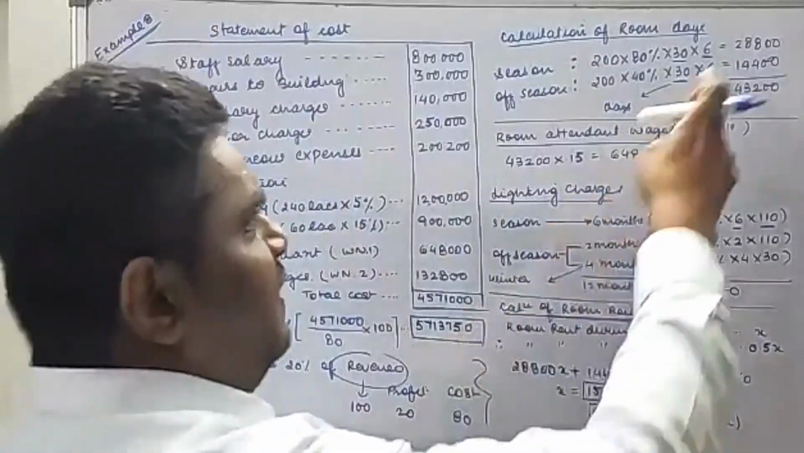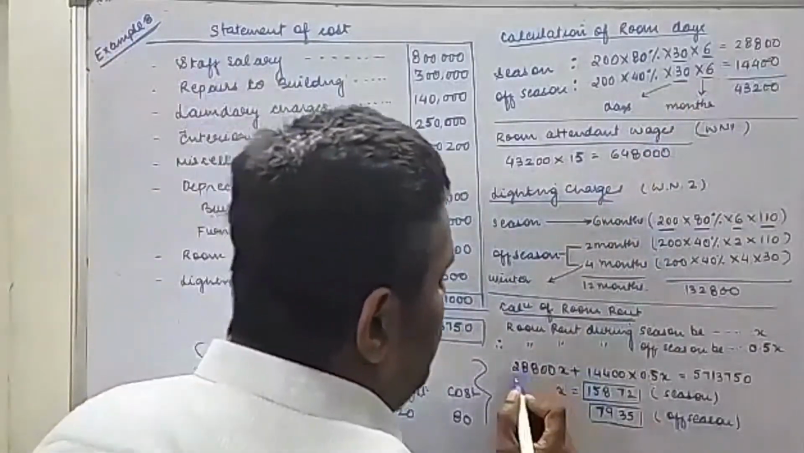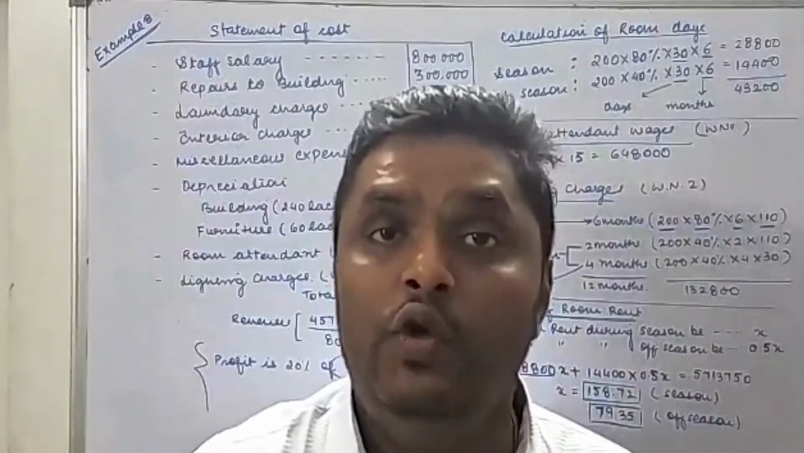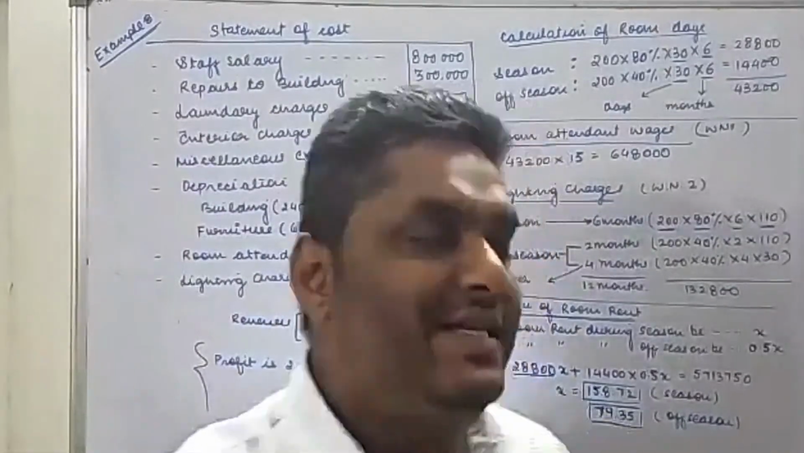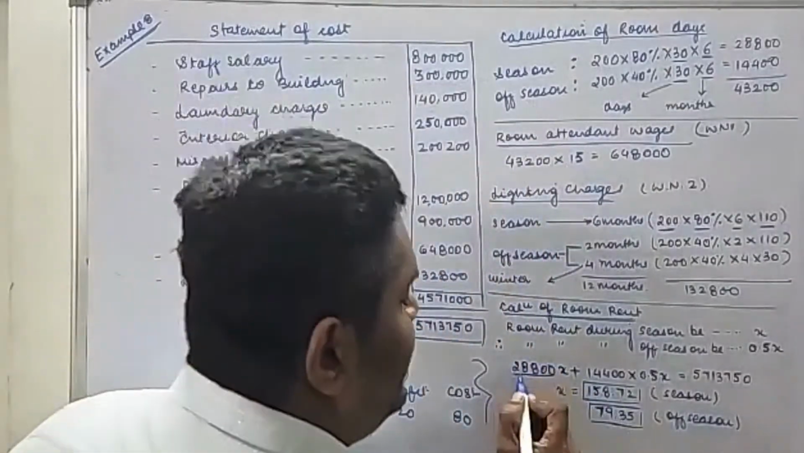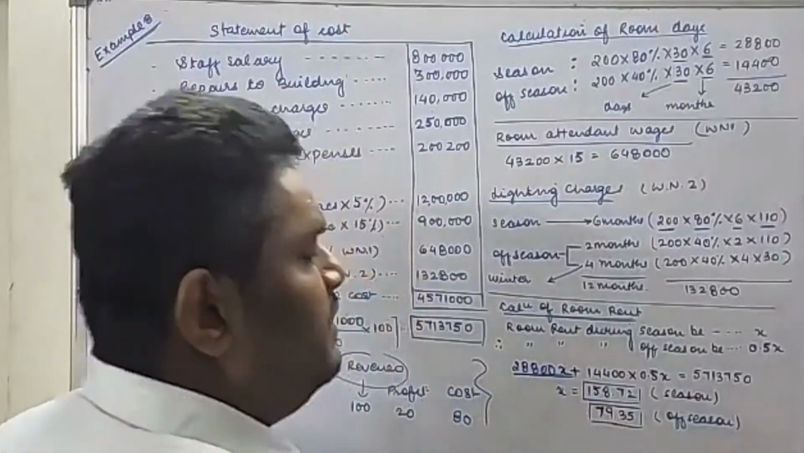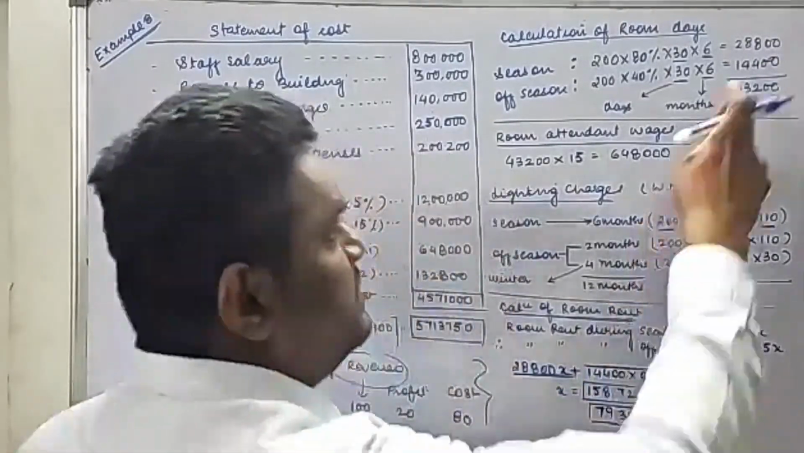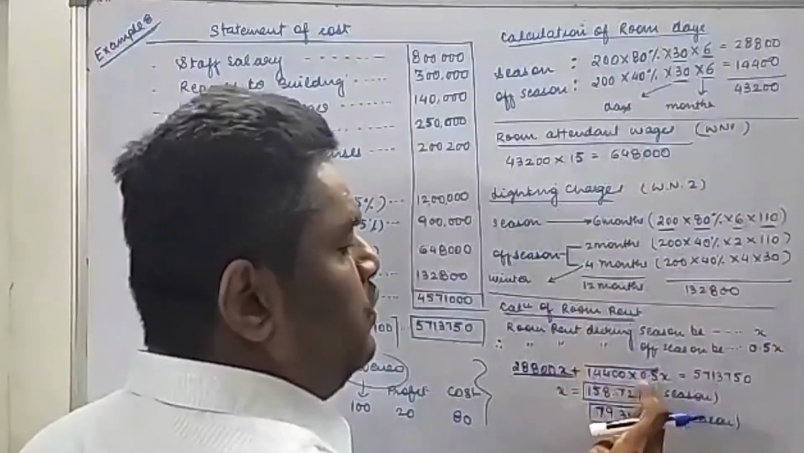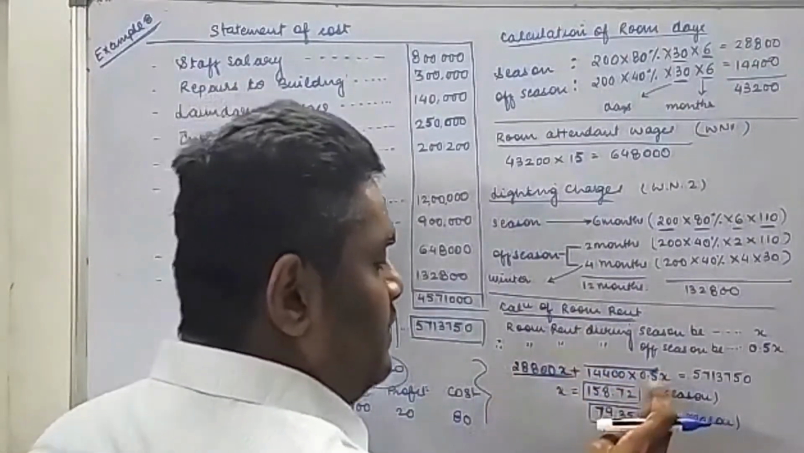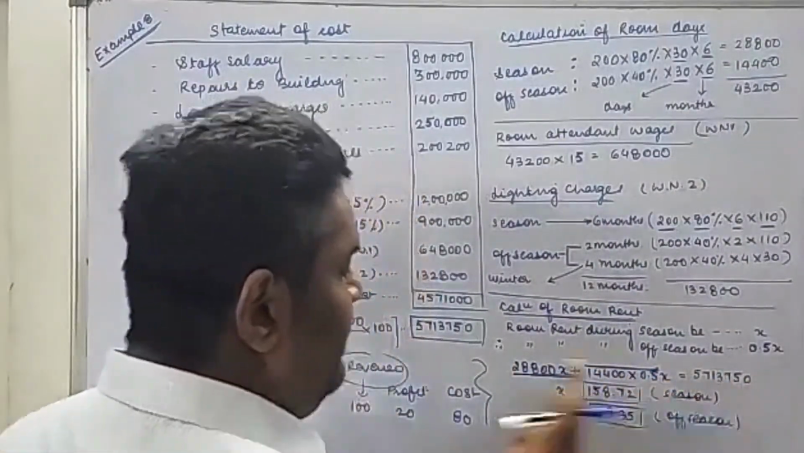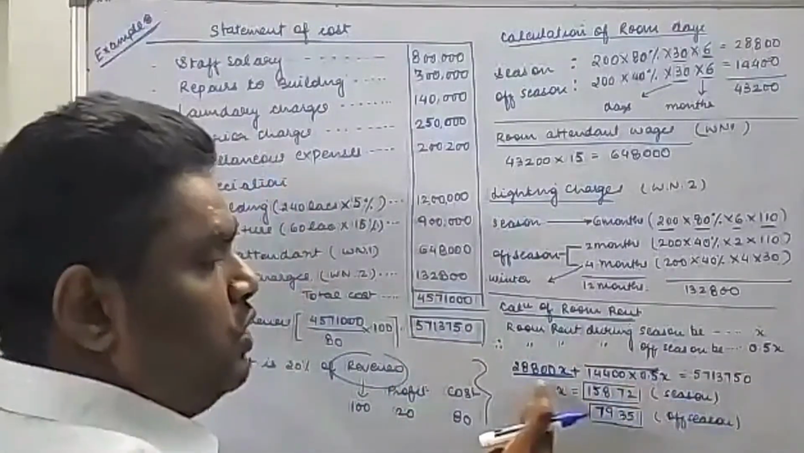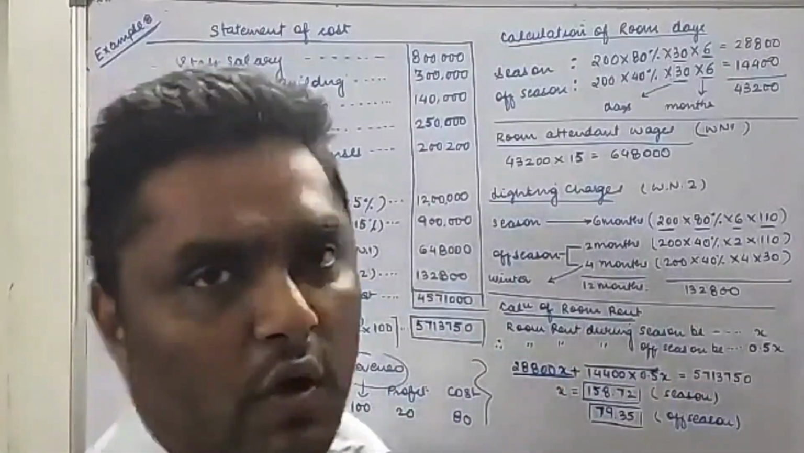So if the total number of rooms that are occupied is 28,800, into the room rent per room per day, which is X, this will be the total revenue during the season. This will be the total revenue during the off season, that is 14,400 into 0.5X. And the total of this will be my total revenue, that is 571,3750. So accordingly, I have calculated the value of X.